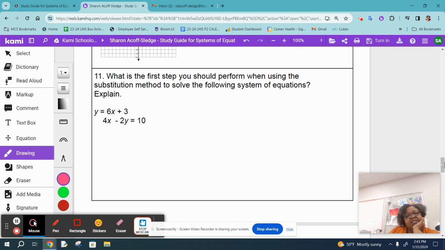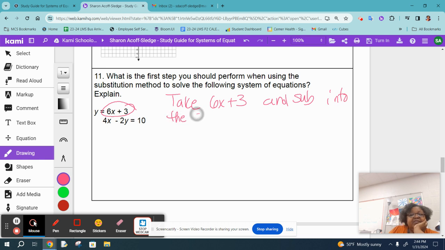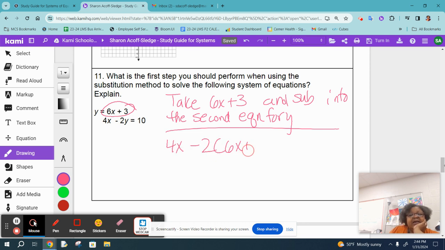Okay. This one says, what is the first step you should perform in using the substitution method to solve the following system of equations? I got 2 answers from my students. One student said, take 6x plus 3 and substitute, I'm going to abbreviate it sub, into the second equation for y. Other students said she just took this and said 4x minus 2 times 6x plus 3 equals 10. Notice it did not ask you to solve it. Either one of these are correct.